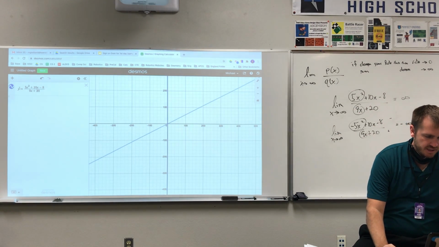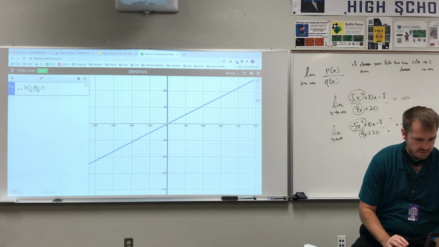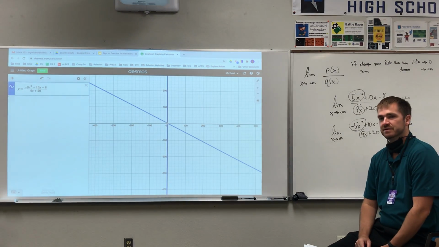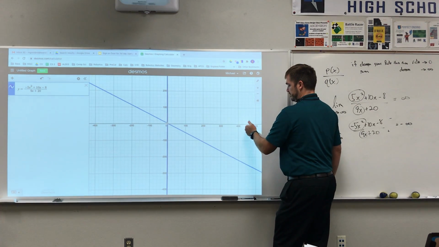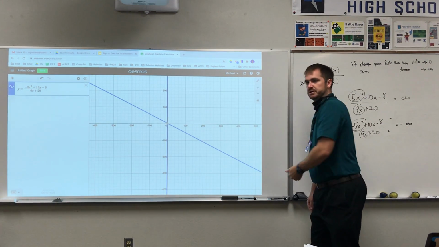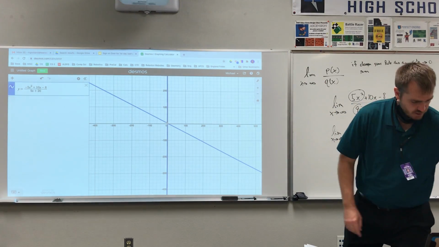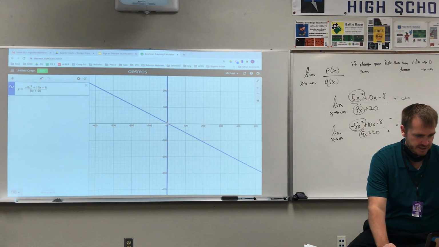But the minute I stick a negative in front of that 5, other side. Yep, as x approaches infinity, we see the y values are approaching negative infinity. What Robert asked was, what if you stick a negative in front of that 9?